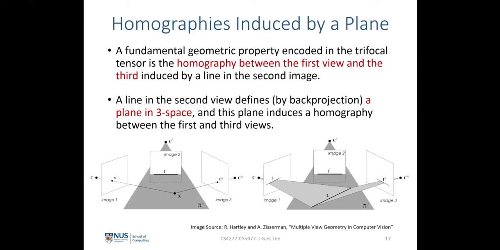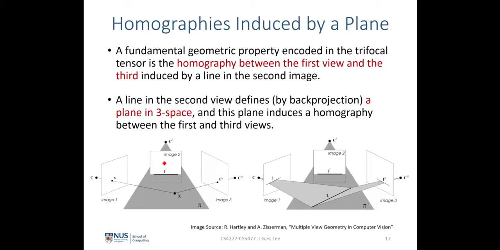So after defining the trifocal tensor from the incidence relations of three views, we'll now move on to see that a fundamental geometric property encoded in the trifocal tensor is the homography between the first and the third view, or any of the two views, that is induced by the back projection of the line in the third view, or in the second image in this example over here.